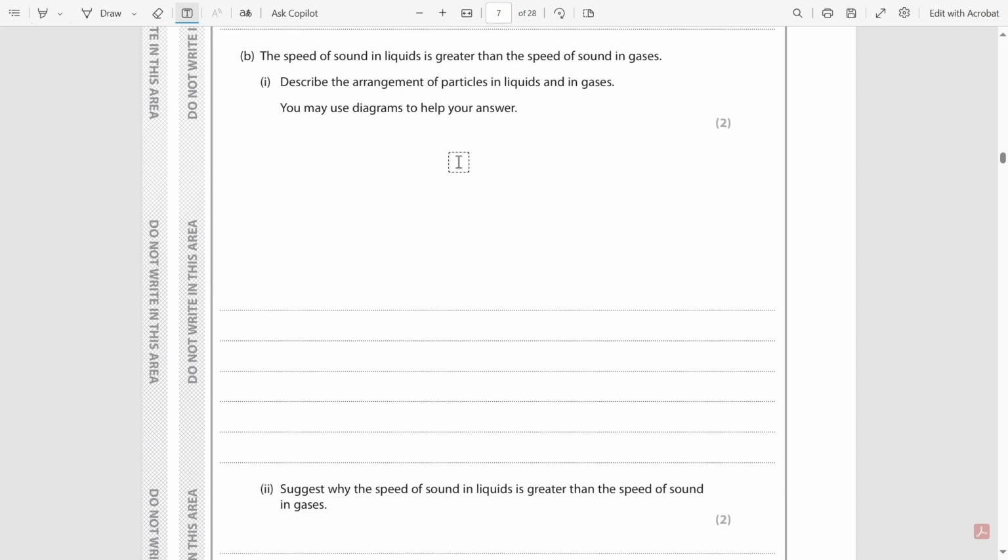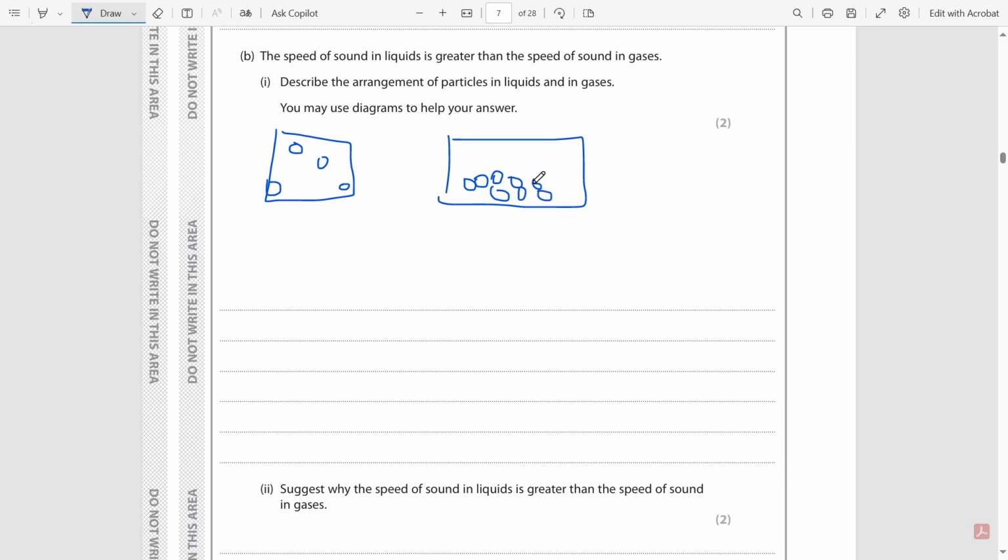The speed of sound in liquids is greater than the speed of sound in gases. Describe the arrangement of particles in liquids and in gases. You may use a diagram to help you. Okay, you can draw it if you want. I'm going to try, but it's not going to be great. This is in gases, guys, and this is in liquids. It's supposed to look a little bit like that, at least. They're all supposed to be the same size and same shape, but it's not too easy with this mouse.